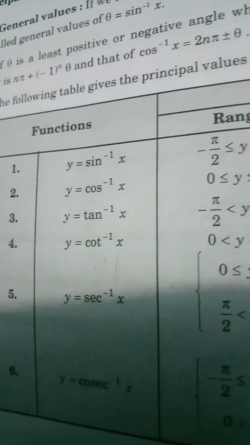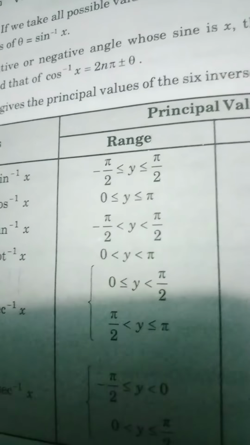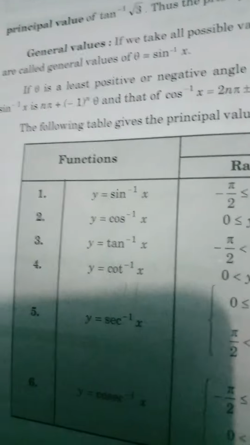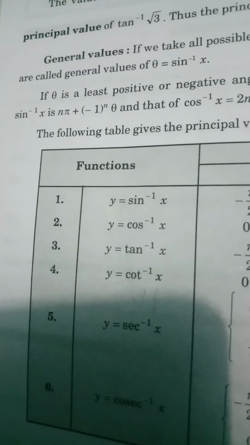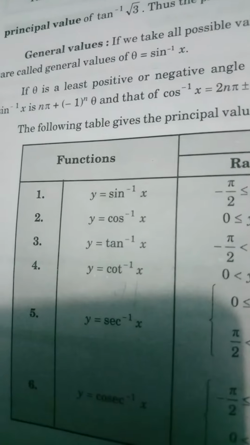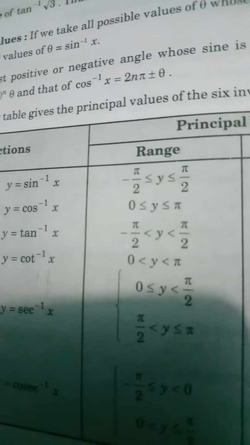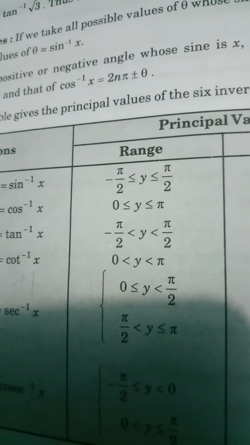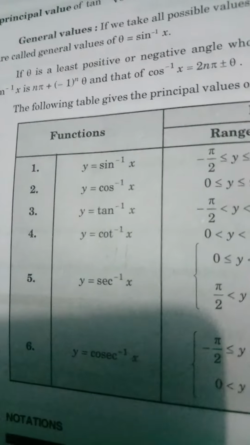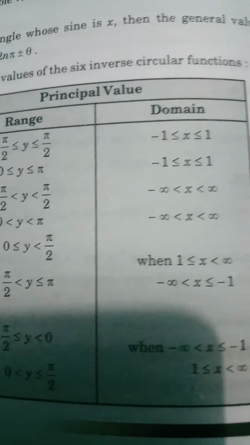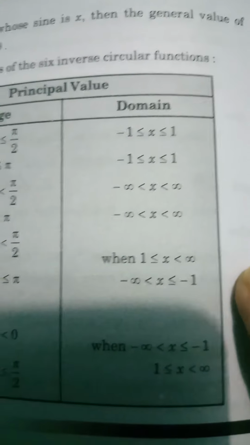If theta is the least positive or negative angle whose sine is x, then the general value of sin inverse x is n pi plus minus 1 to the power n theta, and that of cos inverse x equals 2n pi plus minus theta. The following table gives the principal values of the 6 inverse circular functions.